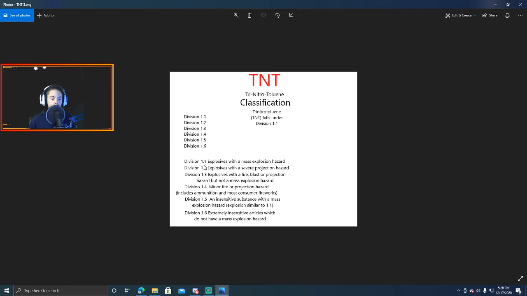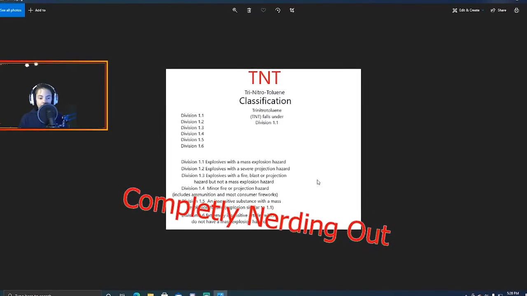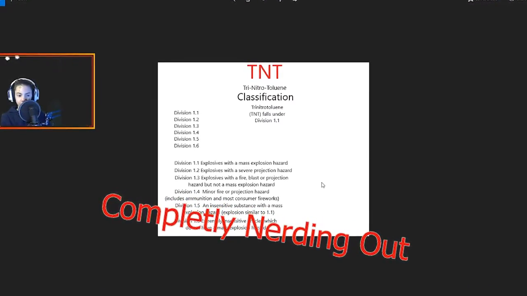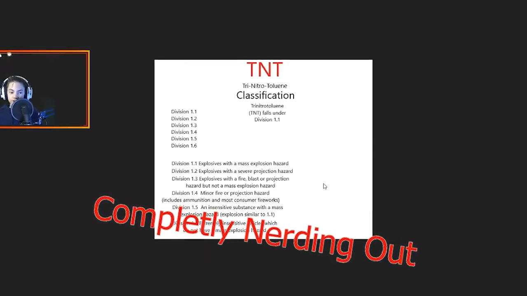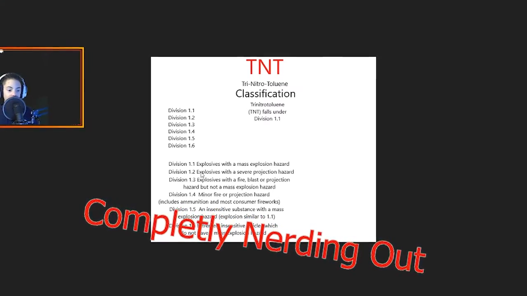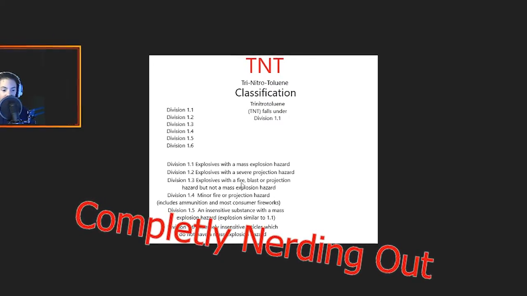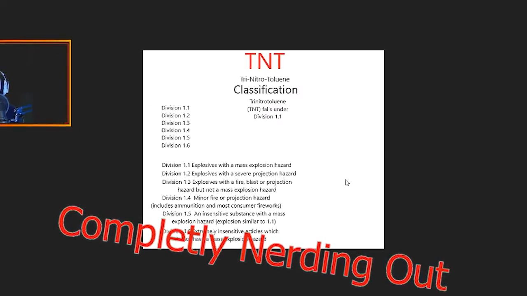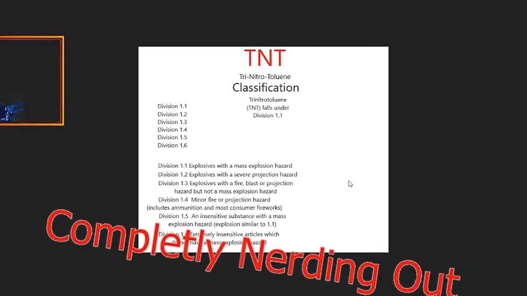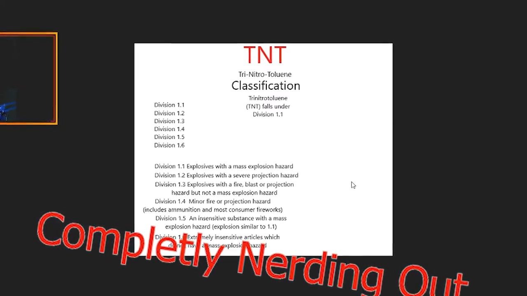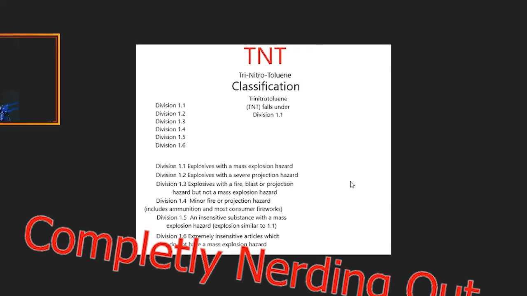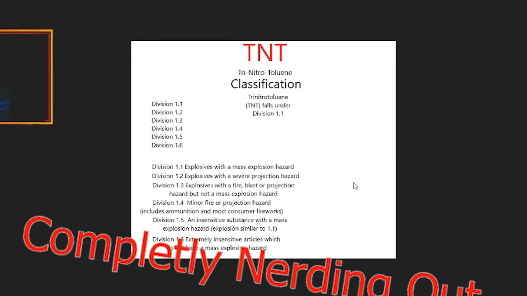So division 1.2, explosives with severe projection hazard. So essentially what that means is like a fragmentation grenade. It falls under the division 1.2 because it fragments. It spreads out. It's a projectile. Division 1.3, explosives with a fire, blast, or projection hazard, but not a mass explosion hazard. So, a Molotov, in this case, or an incendiary grenade, or a phosphorus grenade, they would all fall under division 1.3 because it doesn't explode. It just has a fire, blast, or projectile involved with those.